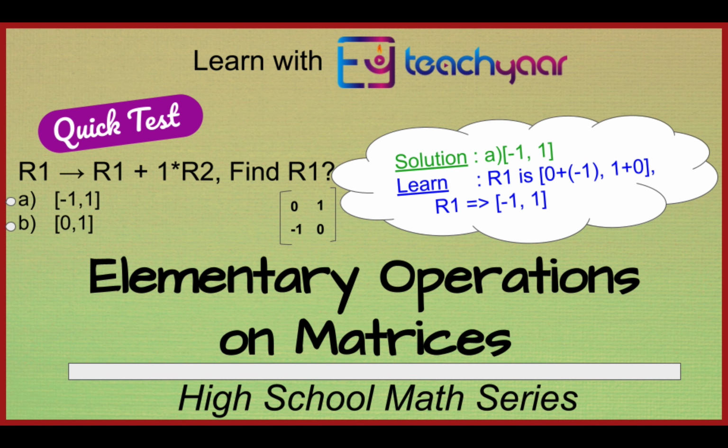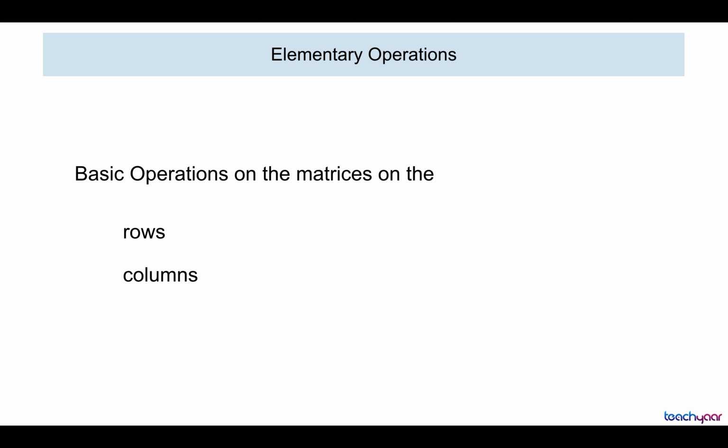Hey everyone, so in this video we're going to explore elementary operations on matrices. What you're going to see here is three kinds of basic operations that can be performed on matrices, and these operations are performed either on the rows or on the columns of matrices. And what these operations allow us to do is transform a matrix from one form to another.